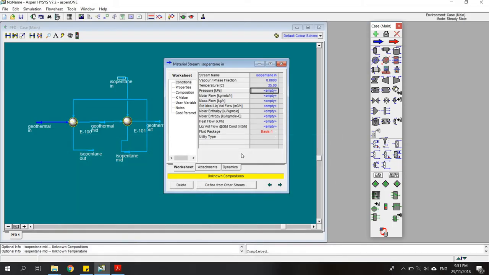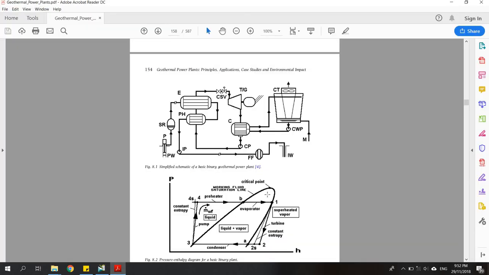Okay, so I take 1917 kPa as the pressure leaving the pump, which is the pressure where the isopentane will enter the preheater. This pressure is the saturated pressure of isopentane at 8425 Kelvin. Okay. And also, we have to choose a temperature which is below the critical point to make sure that the system can work properly. Okay.